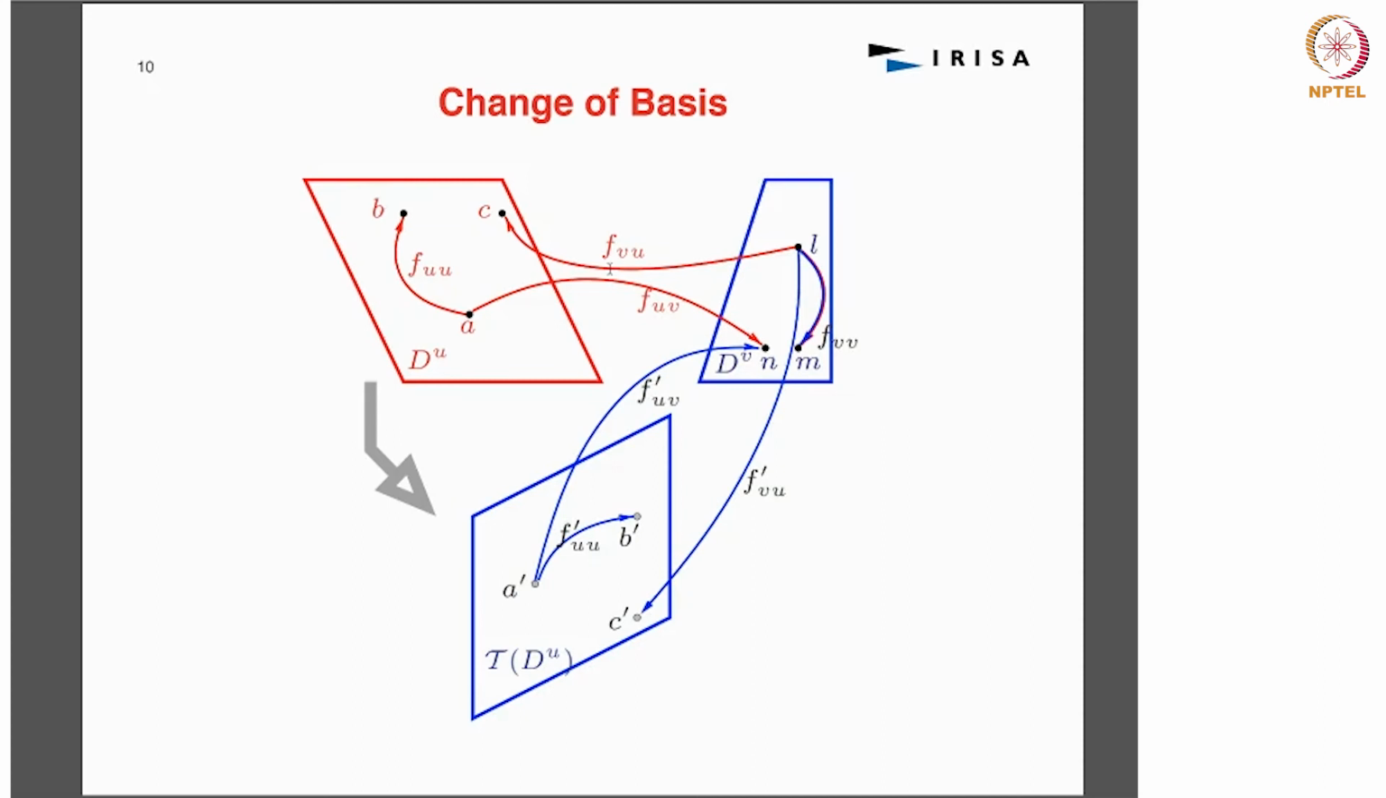You see that? From A prime, if I apply T inverse, I go back to A. And to that point, if I apply the old dependence function, I get to N. So the composition of those two functions is the mapping from A prime to N. So now let's look at the fourth one, the mapping from A prime to B prime.